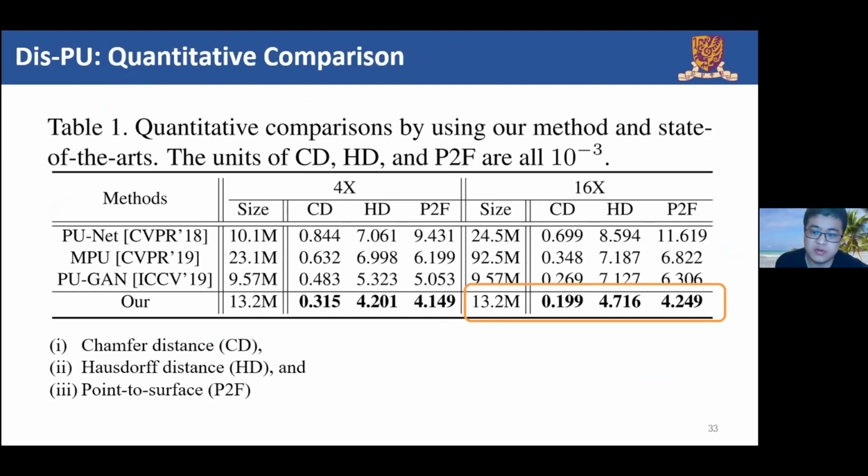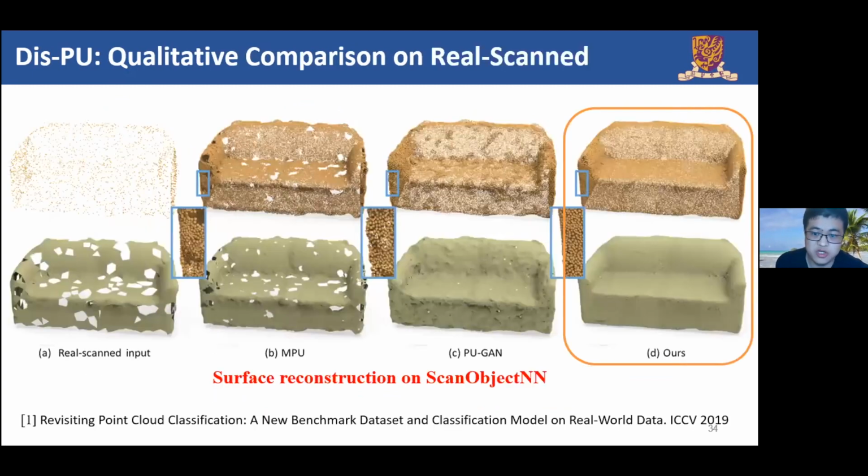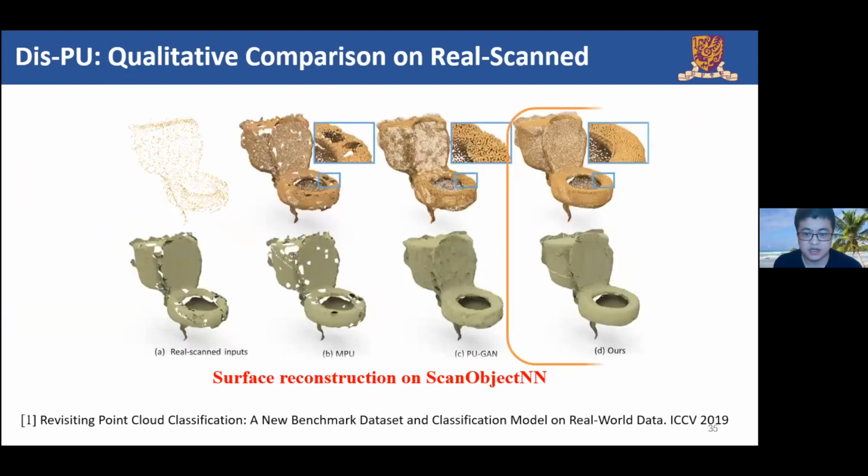Here we show the upsampling result on the real scan data, and we also provide the mesh reconstruction result. Our result can produce a smooth surface and also a complete surface. Here is another example. Please note that our framework generalizes directly to real scan data.